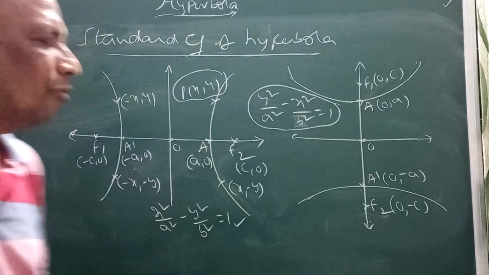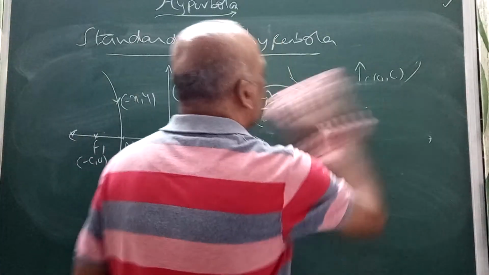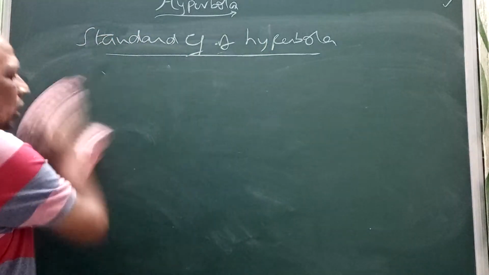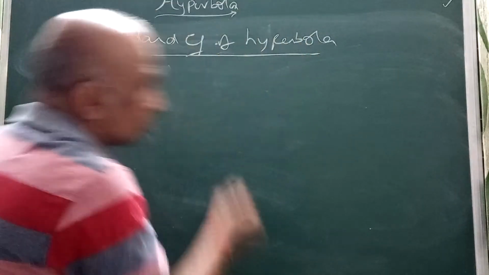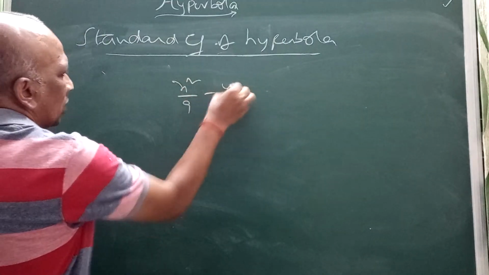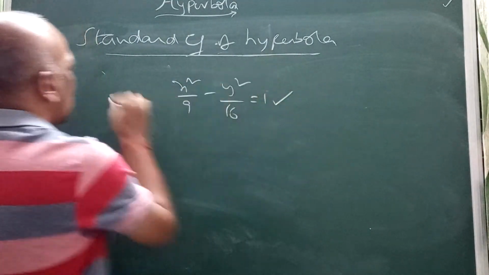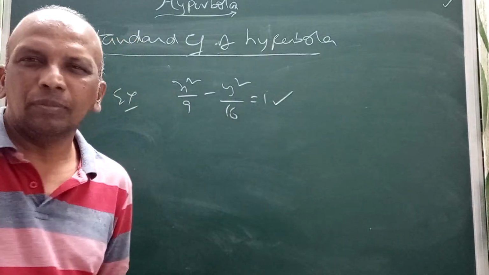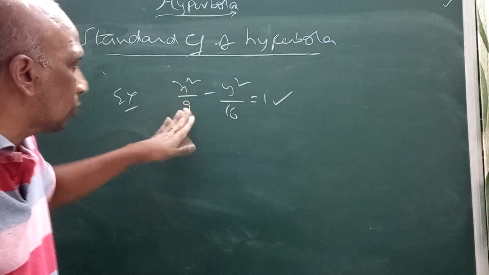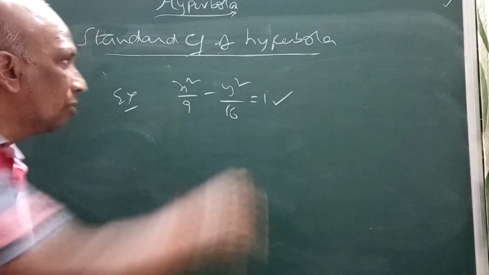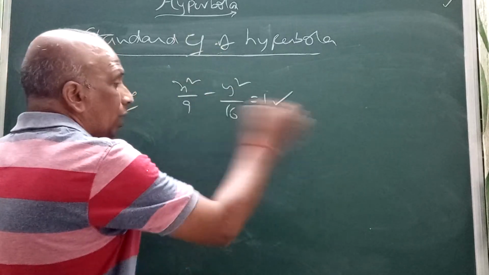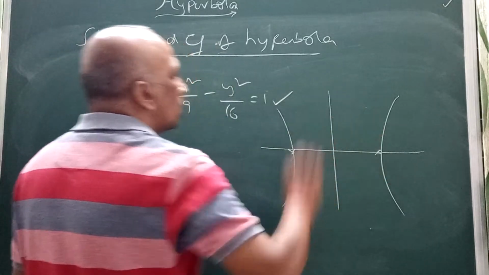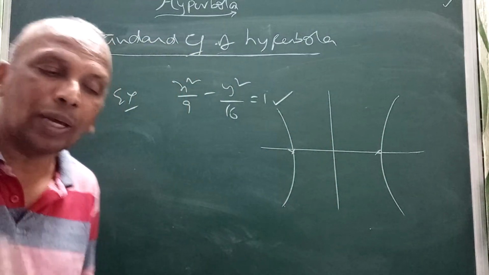For example, if I take an example, I'll give you an idea about that. Suppose we take one equation of the hyperbola, x square by 9 minus y square by 16 equal to 1. This is an example. See here, the coefficient of x square is positive. That means this equation represents a hyperbola whose transverse axis is along the x-axis.